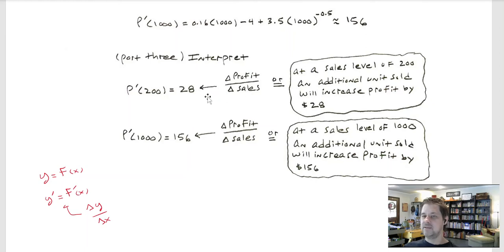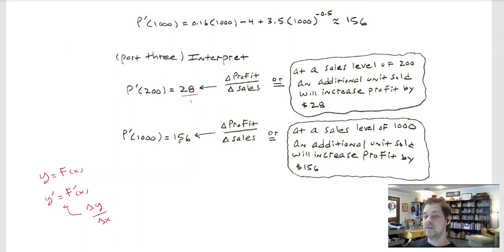So that's like if, maybe you would like to see a 1 under it. 28 over 1, okay? So if our sales increase by 1, our profit increases by 28. So that's what it means. That's how we interpret the number. At a sales level of 200, so that's the significance of the 200, an additional unit sold will increase profit by $28.